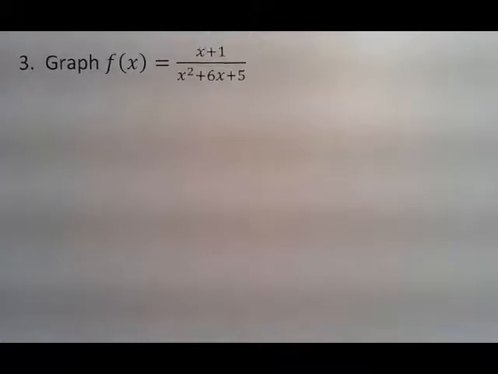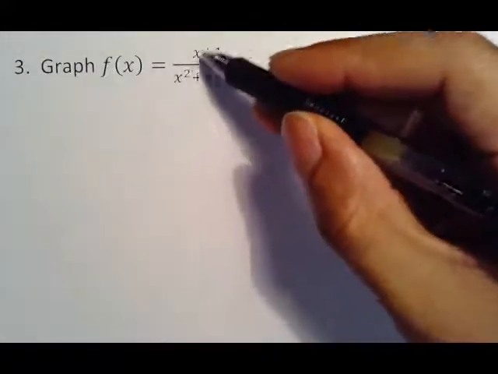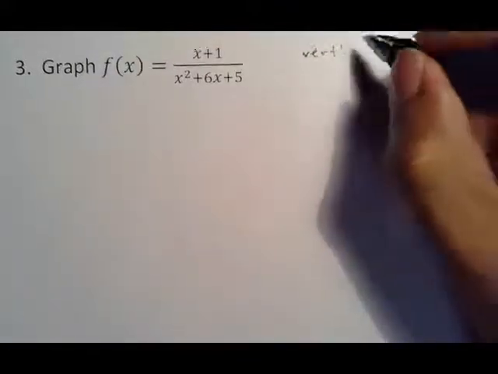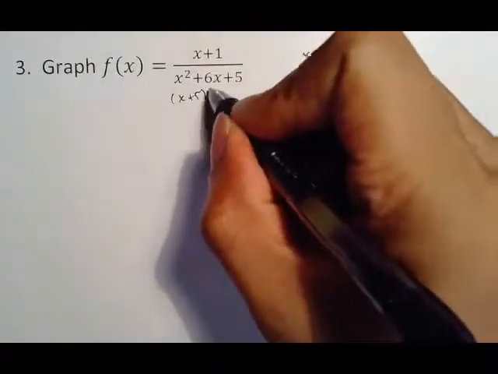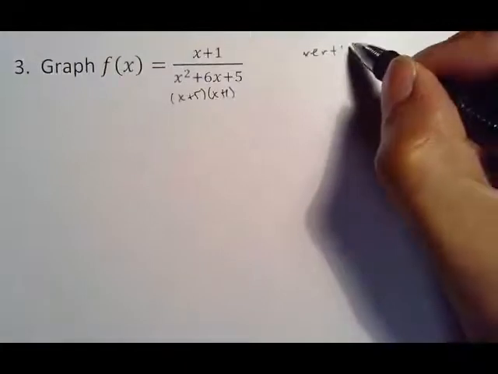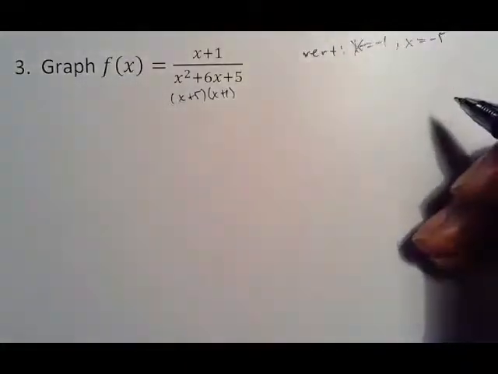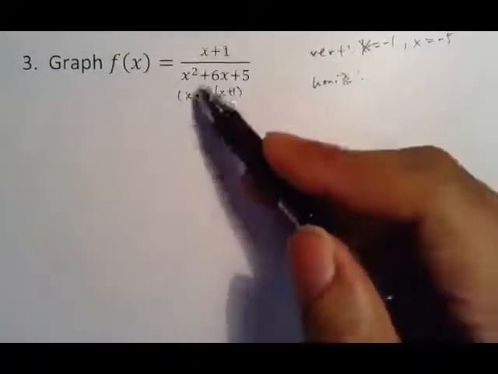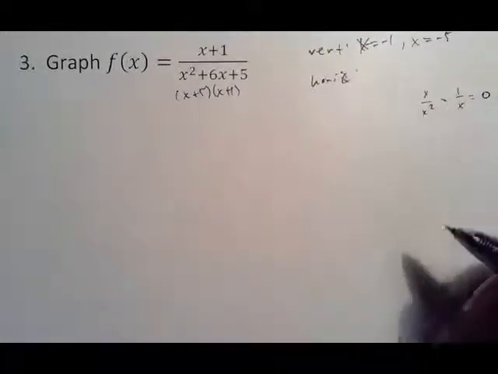Number 3, video is going to pause again. Once again, we should recognize this is where the numerator is lower than the denominator, so we do have vertical and horizontal asymptotes. The vertical asymptote is, oh, we need to factor this, don't we? That'll be x plus 5, x plus 1, so x equals negative 1, and x equals negative 5. Horizontal asymptote, because that's smaller, you would end up with x over x squared, which is 1 over x, which as we said is 0.